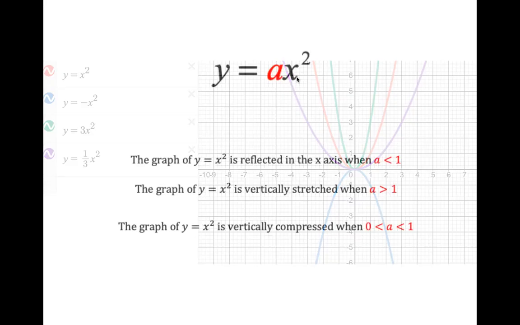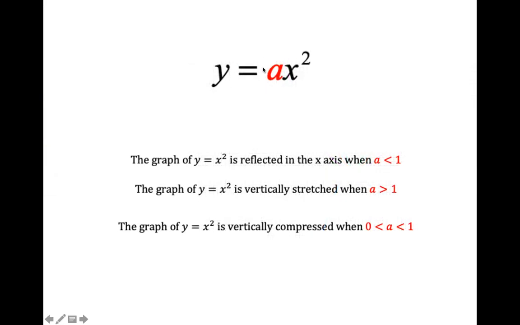So let's sum it all up. If I put a number in front of the x squared, then I know that my graph will be reflected when a is less than 0, in other words, when it is a negative. When a is greater than 1, I know that my graph will be pulled upward, so it will get higher faster, vertically stretched. And when the a is between 0 and 1, in other words, when it is a fraction, then it's vertically compressed. It's pressed down. It becomes wider.